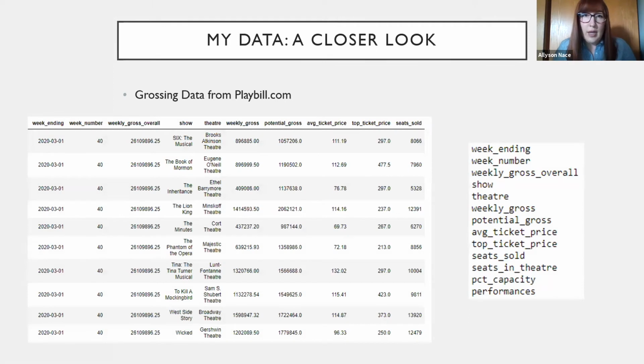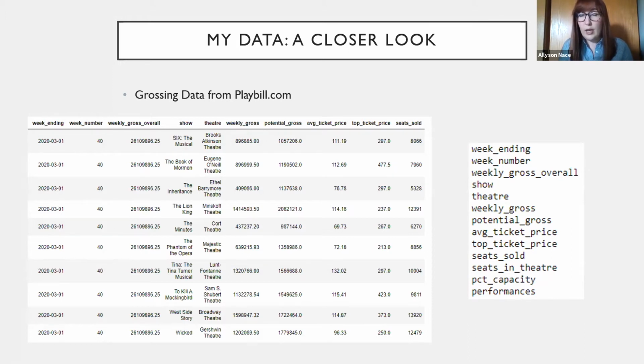So a closer look at all of my data. This is my grossing data from Playbill. This is just a screenshot of the head of the data, the first 10 entries or so. Every week of the year has several rows for each show that is on Broadway for that week. For example, you see the Book of Mormon there at the top. The Book of Mormon has run for about 4 or 5 years at this point. So let's say the Tina Turner musical has been running for about a year at this point. That's about midway through. So if a show has been running for a year, it's in this data set 52 times.